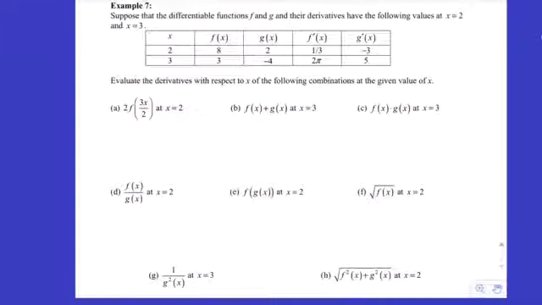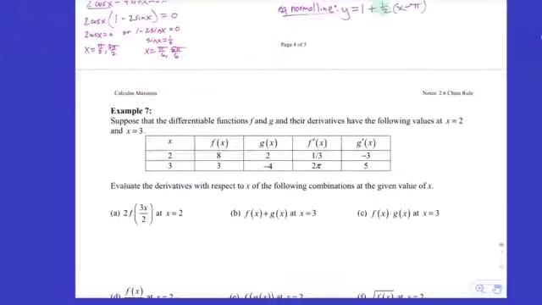All right, example 7. We're almost getting to the end here. Bittersweet. There's more math waiting for us around the corner, though.